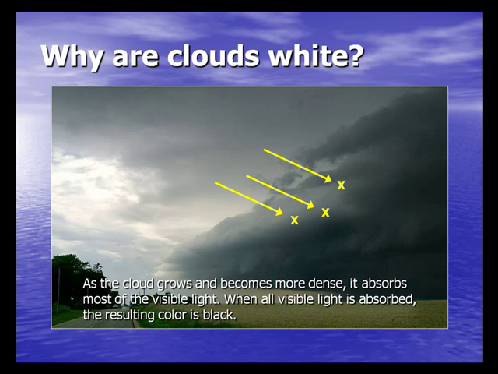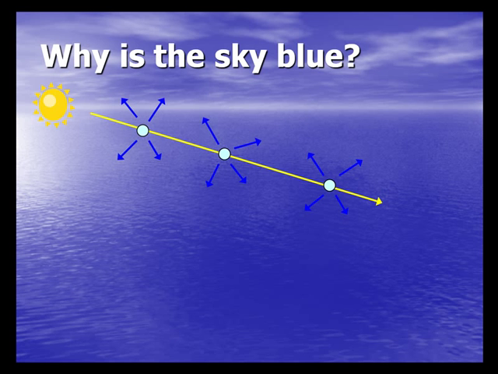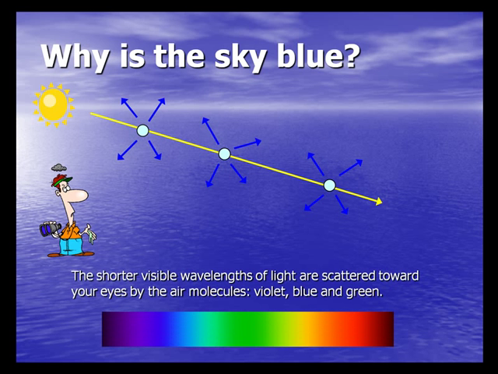Now that we have addressed the color of clouds, let's look at the color of the sky. Why is it blue? The color of the sky depends on the interaction of air molecules with the sunlight. In this image, the blue circles represent air molecules. As sunlight hits these molecules, the shorter wavelengths of visible light are scattered toward our eyes, namely violets, blues, and greens.